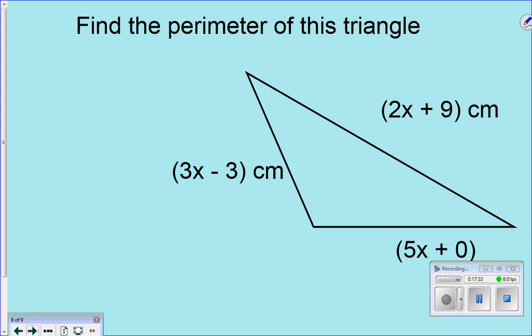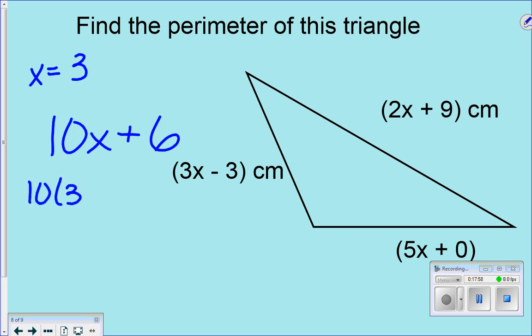Okay, so adding these all together, I bet you got this. 10x plus 6. Okay? Now what if I said x equals 3? What could I do now, Jasmine? What would I do with my x? Could I put it in for here then? Now they're telling me what x is. Can I solve it now? Sure. So what's 10 times 3 plus 6?